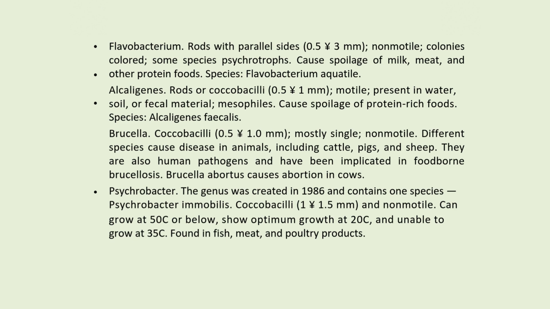Now we come to Alcaligenes. These are rods or coccobacilli. They are motile and present in water, soil, or fecal material. They are mesophiles and cause spoilage of protein-rich foods. An example species is Alcaligenes faecalis.